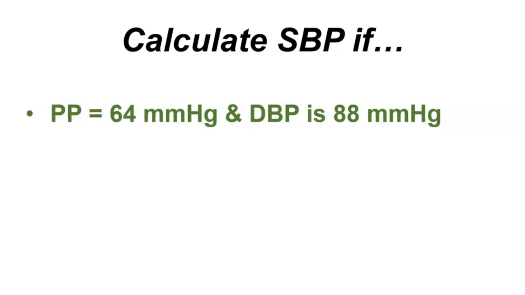We have to approach this problem a little differently. Since pulse pressure is equal to the systolic blood pressure minus the diastolic blood pressure, and we have been given pulse pressure and diastolic pressure, we would simply add the diastolic blood pressure to the pulse pressure, which will give us the systolic blood pressure. So the correct answer here is that the systolic blood pressure is 152 millimeters of mercury. You can easily check your work by taking the systolic blood pressure of 152 millimeters of mercury and subtracting the diastolic blood pressure of 88 millimeters of mercury from it, which gives us the pulse pressure of 64 millimeters of mercury.